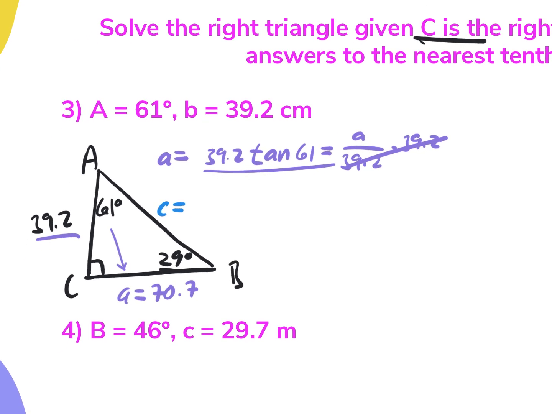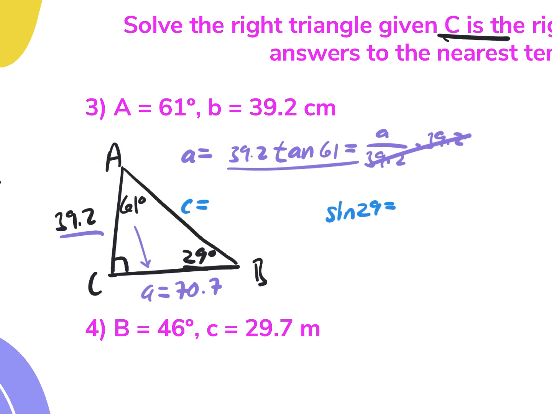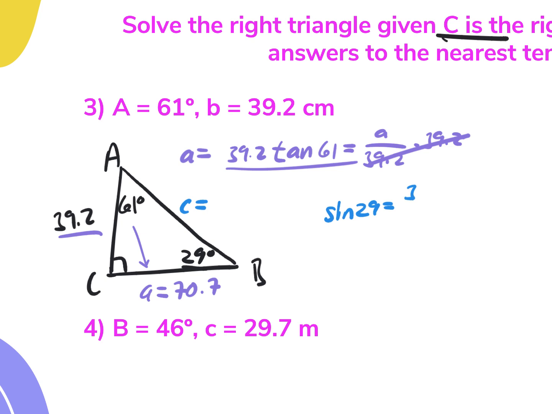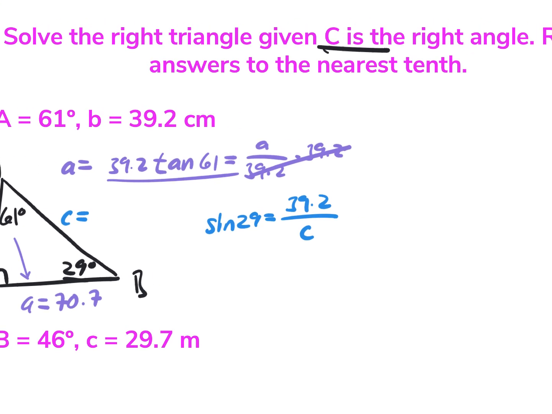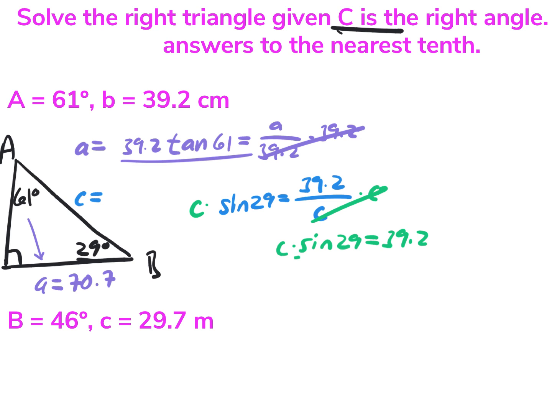Why don't we say sine of 29 is our opposite, which is 39.2, over my hypotenuse, which is C. This is what I was just talking about before with the tangents. The variable we're looking for is on the bottom, so to get it out of the bottom, I multiply by it on both sides and cancel it out. Then I get C times sine of 29 is 39.2, and then divide by sine of 29 on both sides.